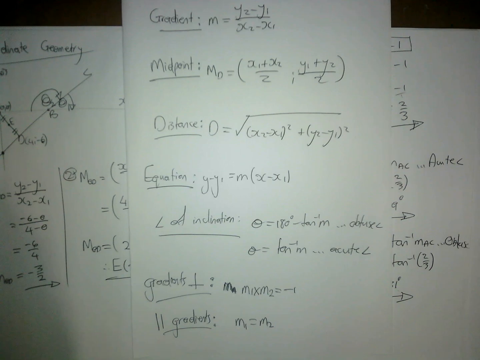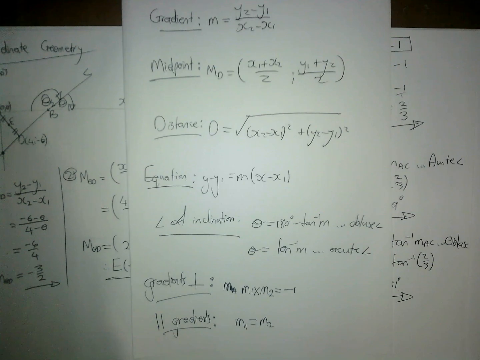For me, it's like they ask you for the gradient. All you must do is see which coordinates are on the gradient of the line they want, and you substitute. They ask for the midpoint, you look at which coordinates are opposite that midpoint, and you substitute.